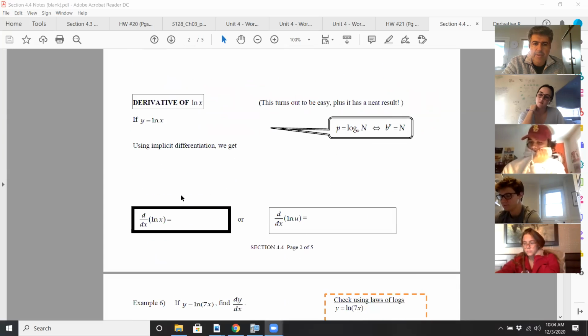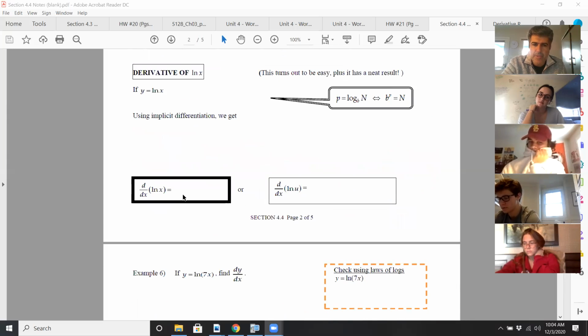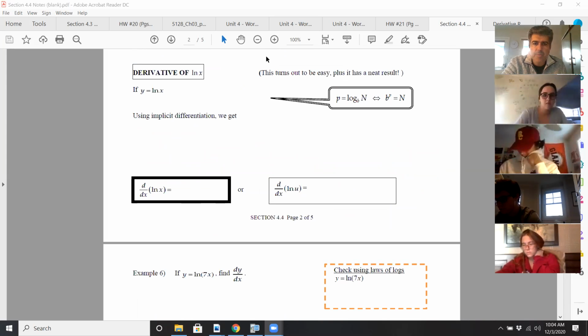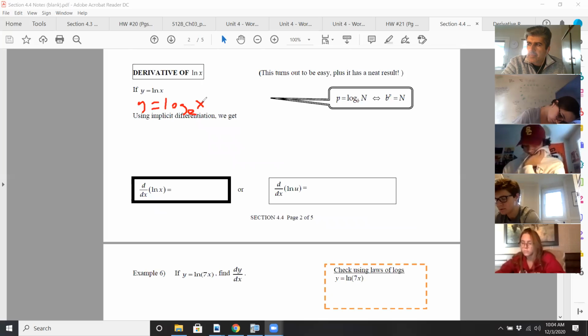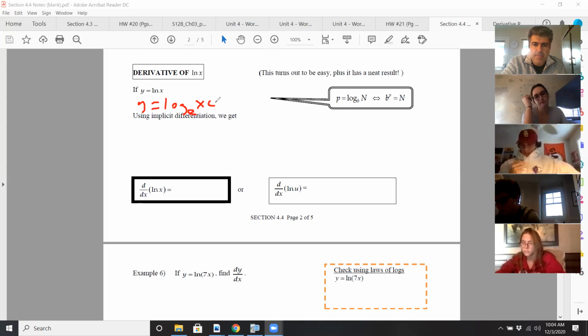I know we got a few minutes left, but I think I could at least talk a little about logs with you guys, so it's not too bad. So what's going on here with derivative logs? Well, derivative of y equals ln x. Hopefully you guys remember that's y equals log base e of x. Also, hopefully remember that it's the same thing as saying x equals e to the y power.